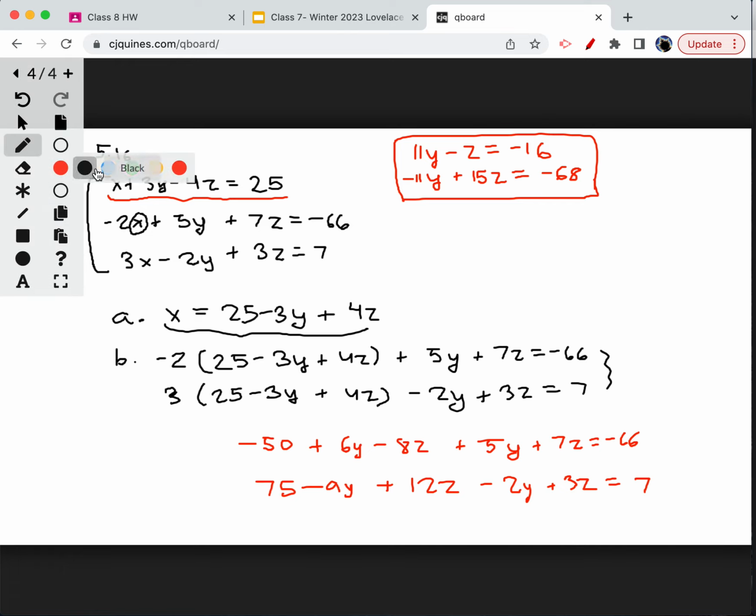Okay, so now we just have a simple two-variable system, and we all know how to solve this, which we can do just by adding these two equations. If we add the two equations here, we get 14z is equal to minus 16 minus 68. This is 14z equals minus 76 minus 8, which is minus 84. So from here you get z is equal to minus 6.